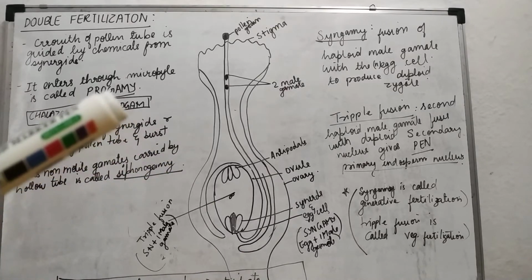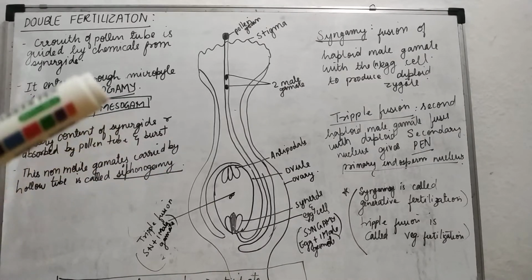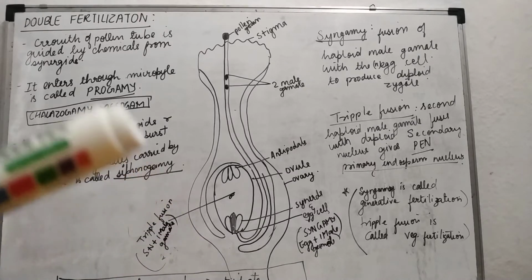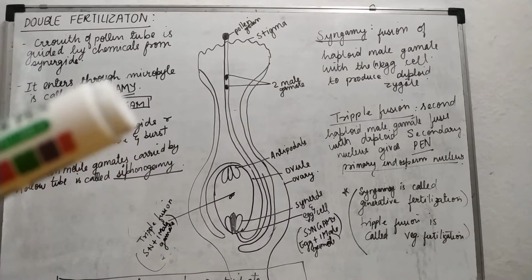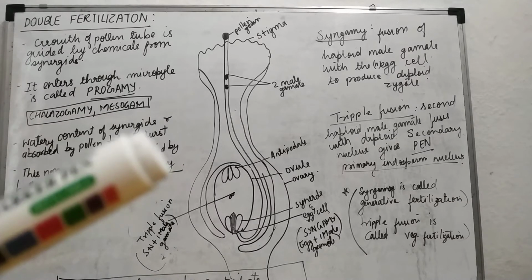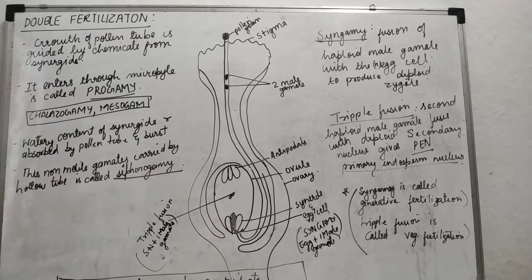Progamy is when the pollen tube enters through the micropyle. I've written here, this is the micropyle, and it is called progamy. If it enters through the chalaza, it is called chalazogamy. If it enters through the integuments, it is called mesogamy. Clear? Now next.